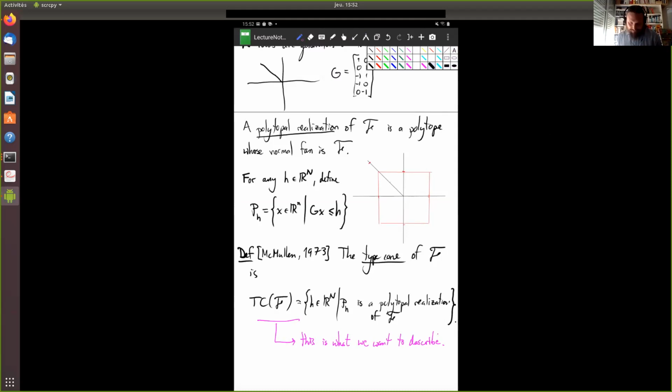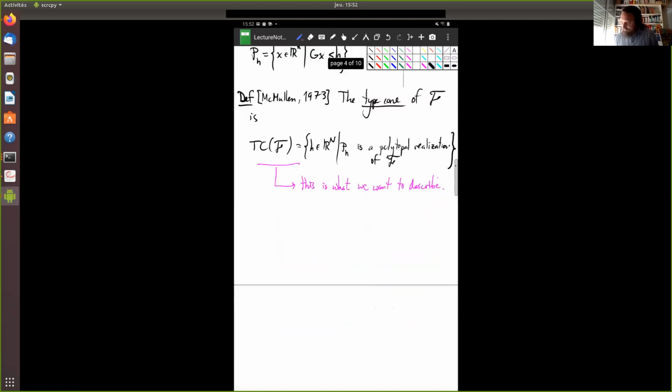So before we look at an example in detail, let me list a bunch of facts about the type cone of any fan. First, it's a cone, so the name is not chosen at random. It's actually an open cone. So TC of F is an open cone in R^N, and we call N the number of rays.